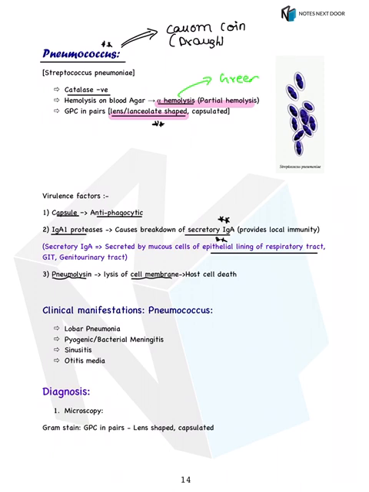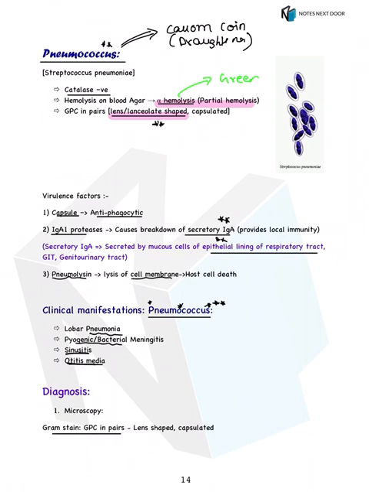appearance. Now coming on to the clinical manifestations. It can cause pneumonia, as the name indicates. It can cause pyogenic or bacterial meningitis. What else can pneumococci cause? It can cause sinusitis, otitis media. All these things it can cause. How do you remember? S for sinusitis, O for otitis media, P for pneumonia, P for pyogenic meningitis.